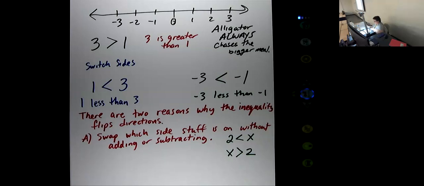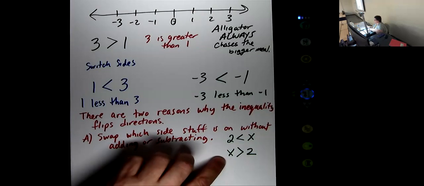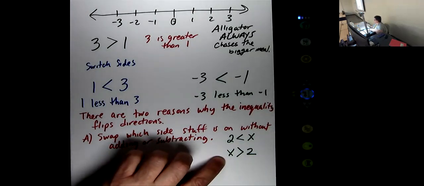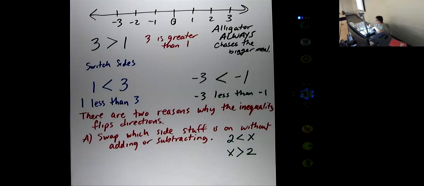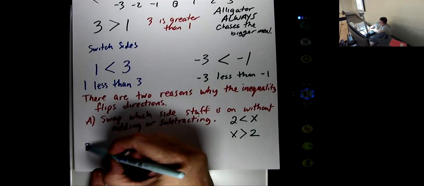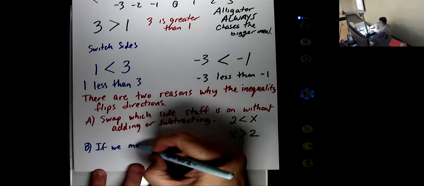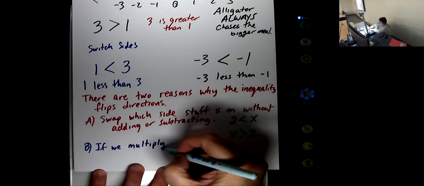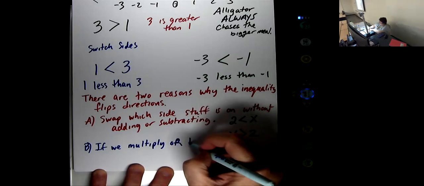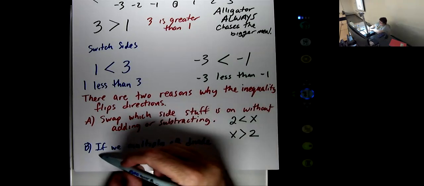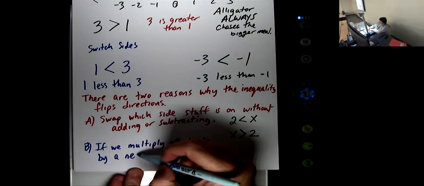Okay. So this one only happens if you like reading it with the x on the left. Or vice versa, if you're a psychopath and you like your x's on the right. I won't judge you too much. Just a little. Then the second is if we multiply or divide by a negative number or value.